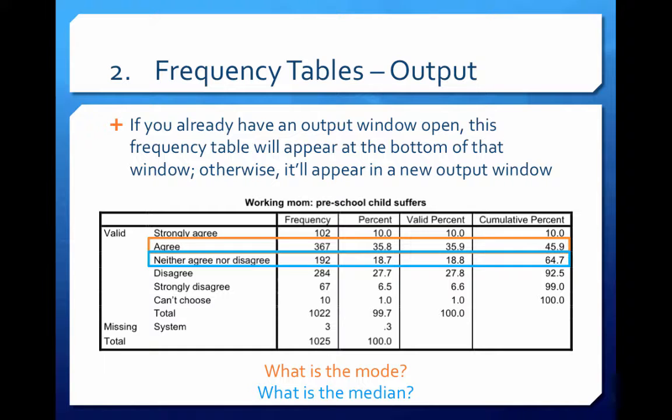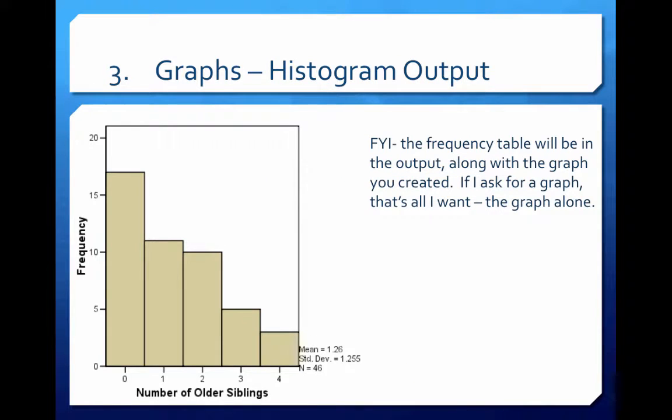So now we know how to create frequency tables. Since we selected a histogram, we know how to read histograms too. Chapter 4. So the frequency table will be in the output along with the graph. If I ever ask for a graph, all I want you to include is the graph itself. Don't give me any of the statistics that it gives along with it. Just include the graph.